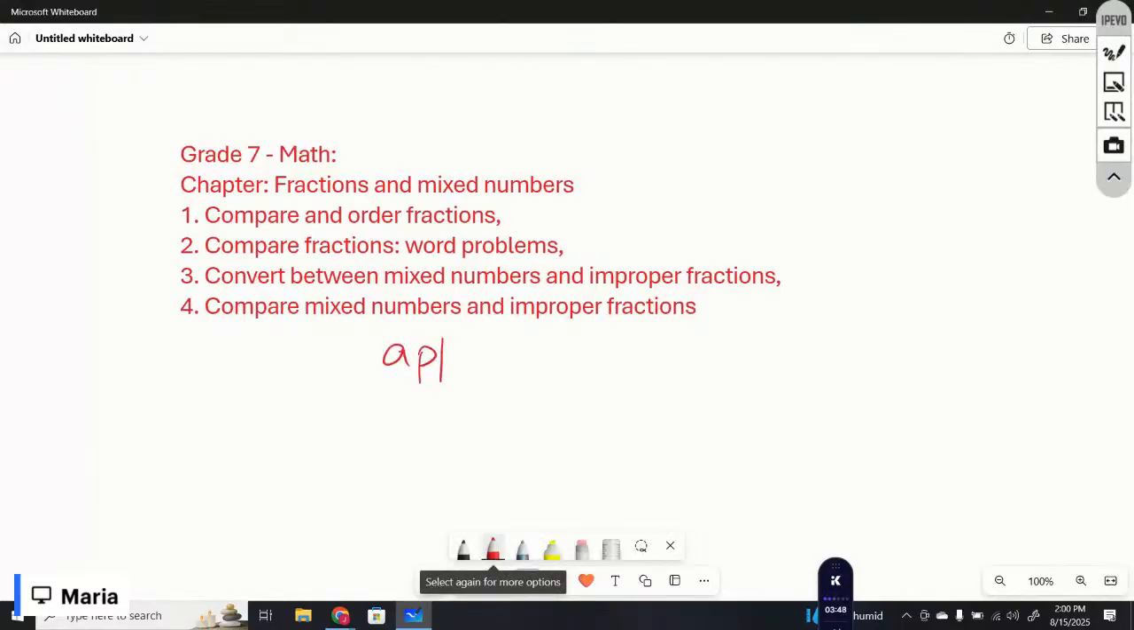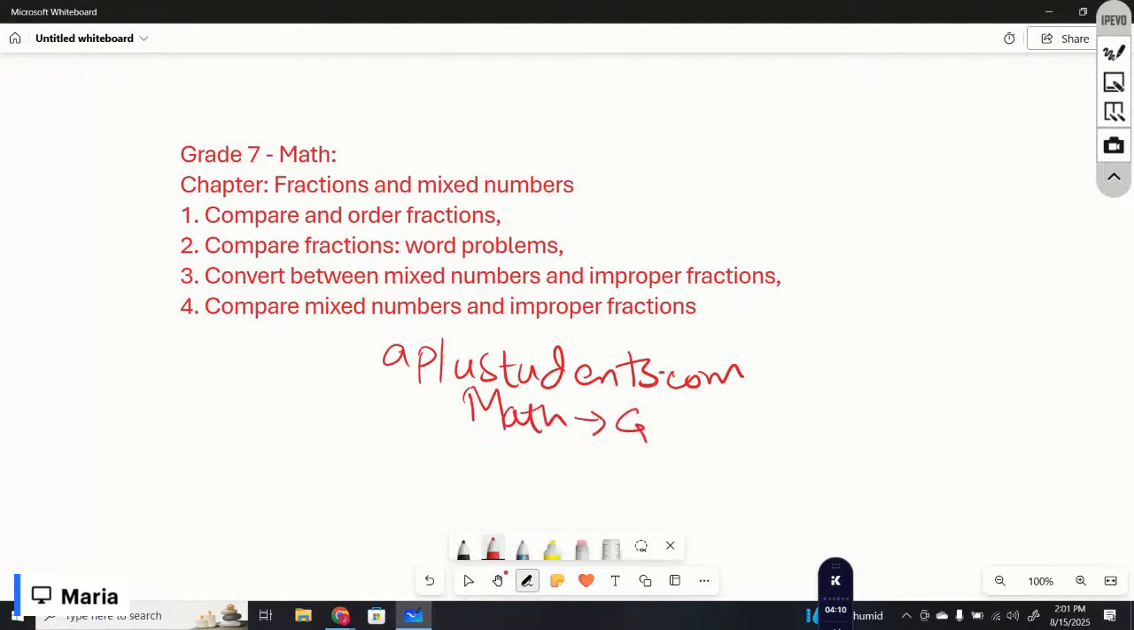You can find all the lessons on ablessstudents.com. You have to log in there using your email address and password as provided by the administrator. Then you have to select math from the subject tab, scroll down to grade 7 math, and then click on view all lessons. There you can find a list of the chapters. We're going to start with the chapter fractions and mixed numbers.